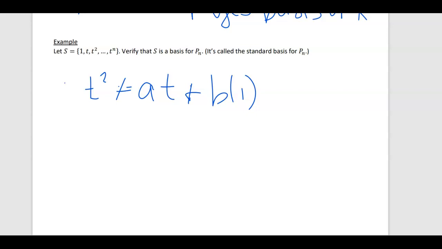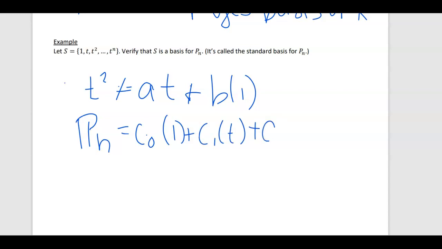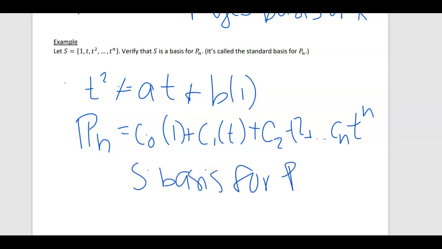And for Pn, a polynomial would be something like C naught times 1 plus C1 times T plus C2 times T squared, all the way up to Cn times T to the n. So Pn is the span of each one of those polynomials, and they are all linearly independent. So yes, S is a basis for Pn.